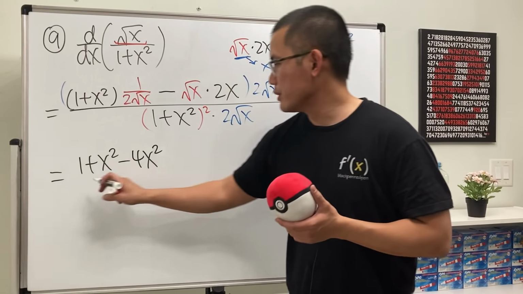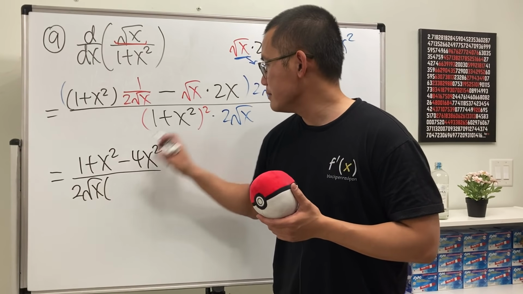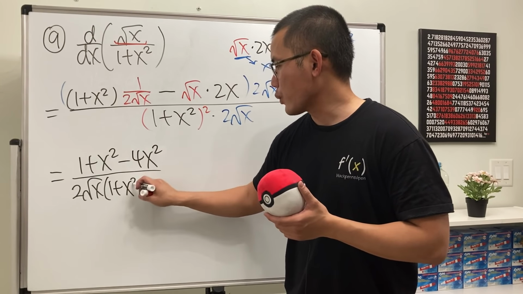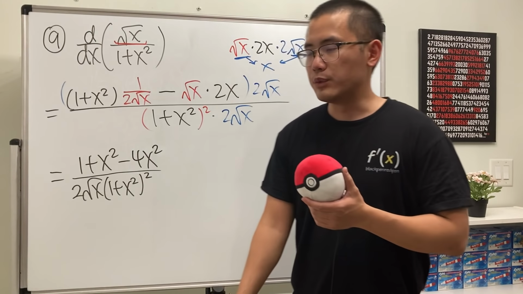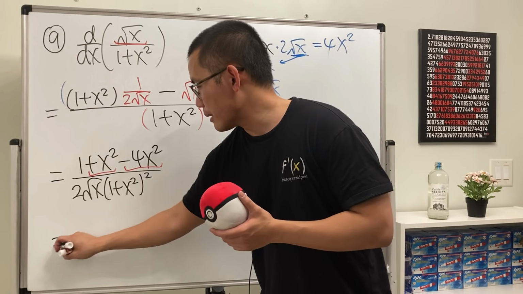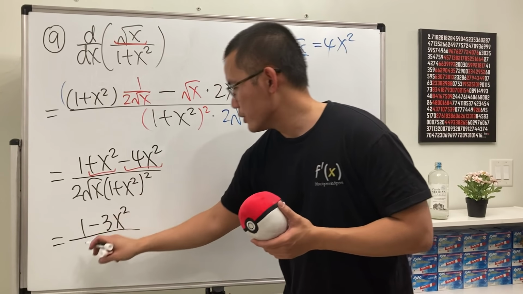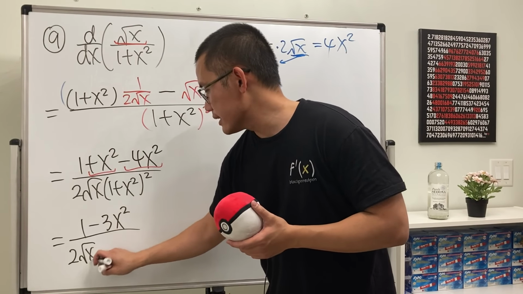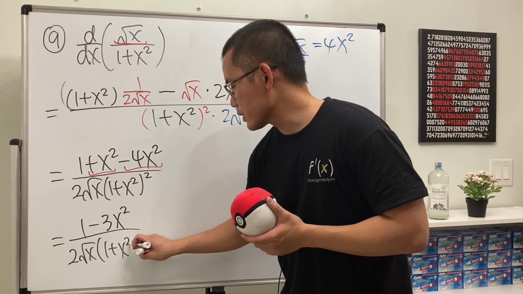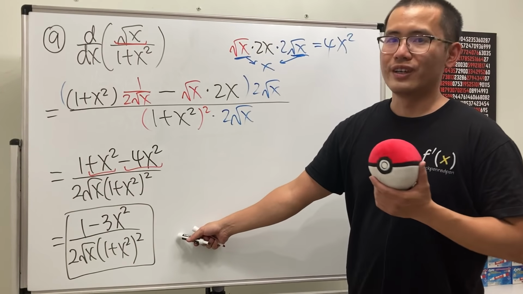And lastly, we'll just put the bottom right here. Perhaps I'll write this down first. 2 square root of x times 1 plus x squared and then square. And we see this and that can be combined, so we will combine them. 1 minus 3x squared over 2 square root of x times 1 plus x squared, and then we square that, and with that, we are done.